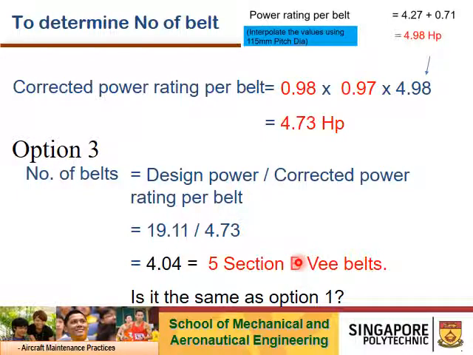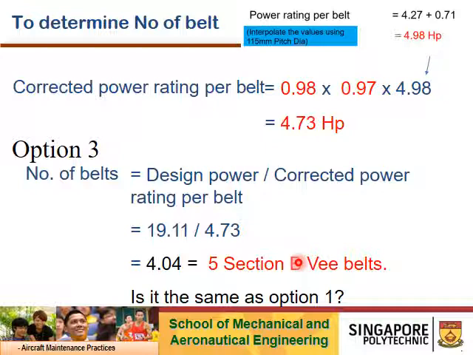Is it the same as option 1? Yes, it's the same. So no matter what option you have, as long as you have 4.0 something, 4.01 to 4.04 or 4.1, anything above 4, unless it's the exact number of 4, you always round off to 5, the next higher number. The reason is a safety factor consideration. Your system requires 4 over belts to transfer the power. So if you use 4 instead of 4.04, your belt failure will come earlier than needed, so your maintenance cycle will be shorter.